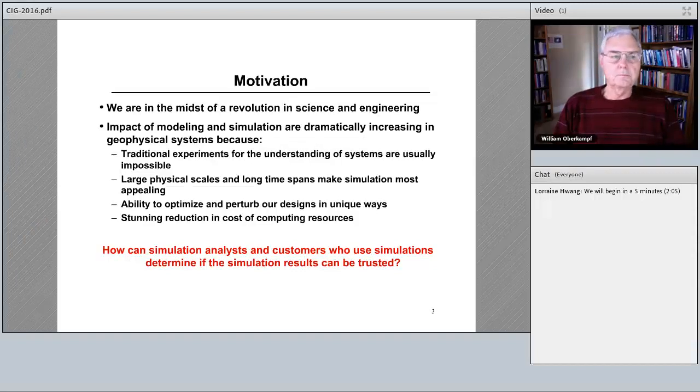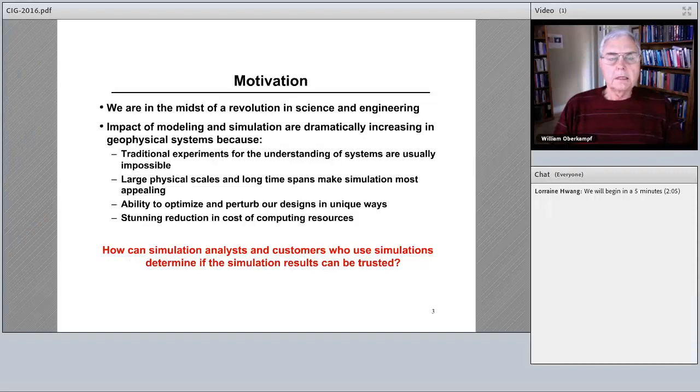The impact of modeling and simulation are dramatically increasing in geophysical systems because there are some very special capabilities that you have and difficulties that you cannot overcome. Traditional experiments for the understanding of your systems are usually impossible because you have large physical systems in terms of both either atmospheric or underground facilities or various man-made facilities and how they interact with the environment. You have large physical scales and long time spans, and it makes simulation very appealing.